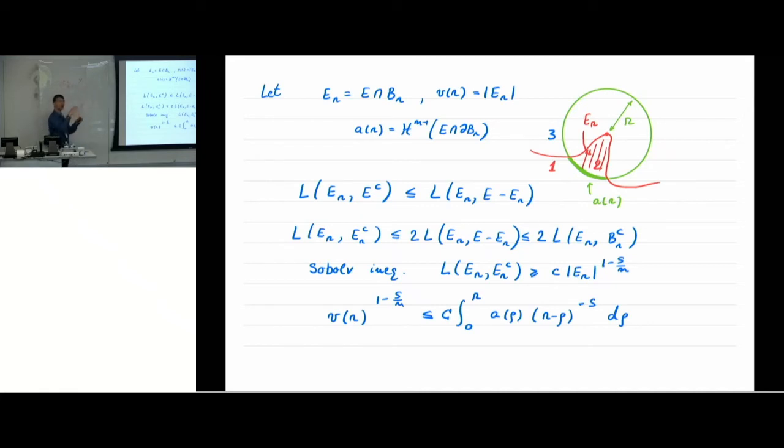If I have something of measure A, the perimeter will be bounded by A to the power n minus s, because this is the scaling of the perimeter. So here, this power (n minus s) over n times the measure of E_R. This is what comes from scaling. Or this can also be viewed as some Sobolev inequality between H^s space and L2. But you don't need to do that.